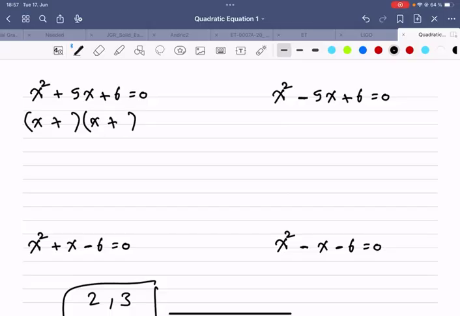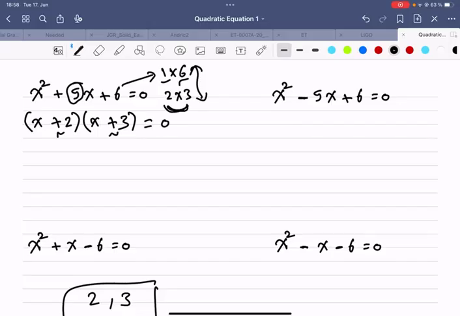Next step: 6 is 1 multiplied by 6, and because we know that this is positive and this is positive, the two numbers here must be positive. So 1 multiplied by 6, or 2 multiplied by 3. Which of these has a product of 6 and a sum of 5? It's 2 and 3. So this 2 and this 3.